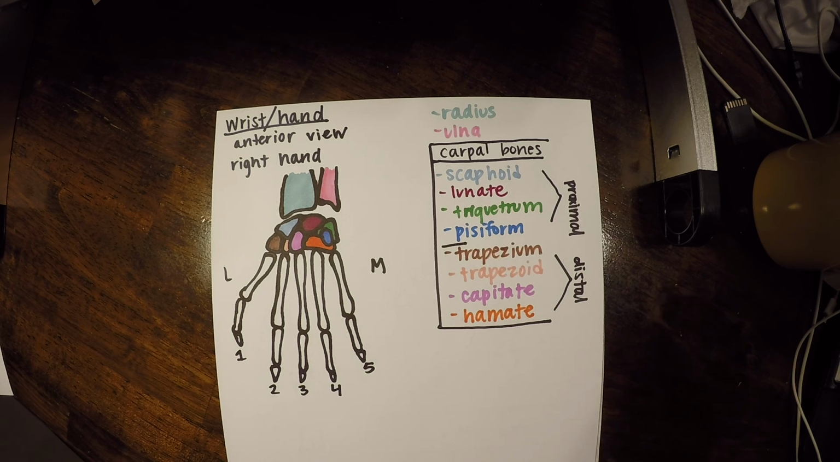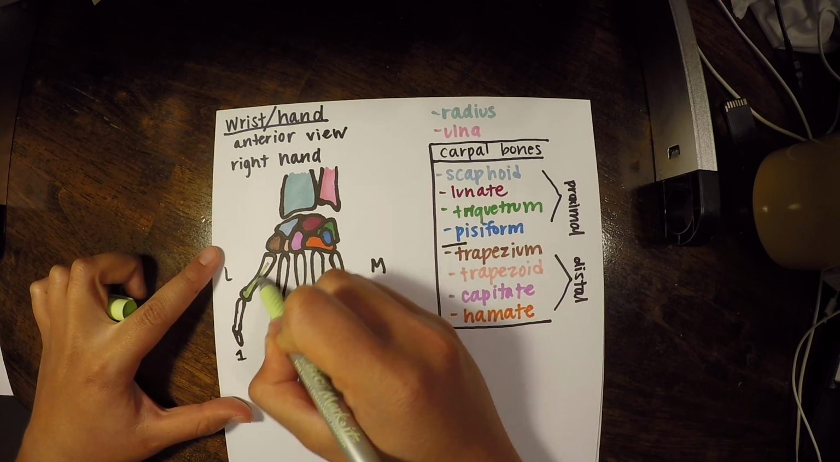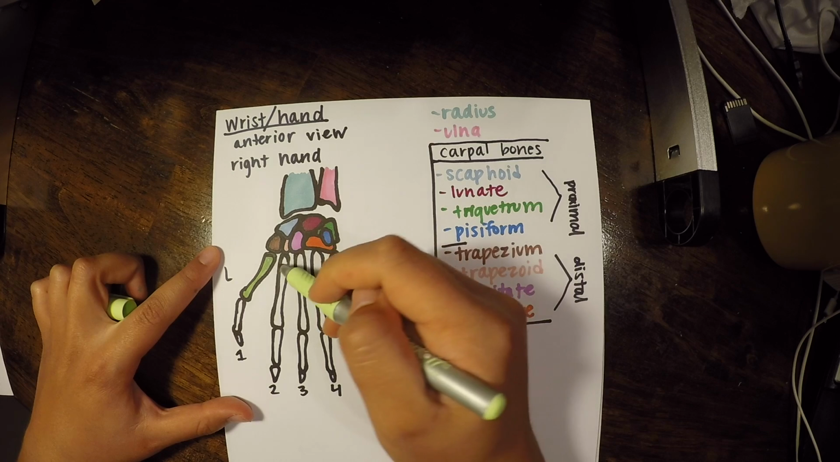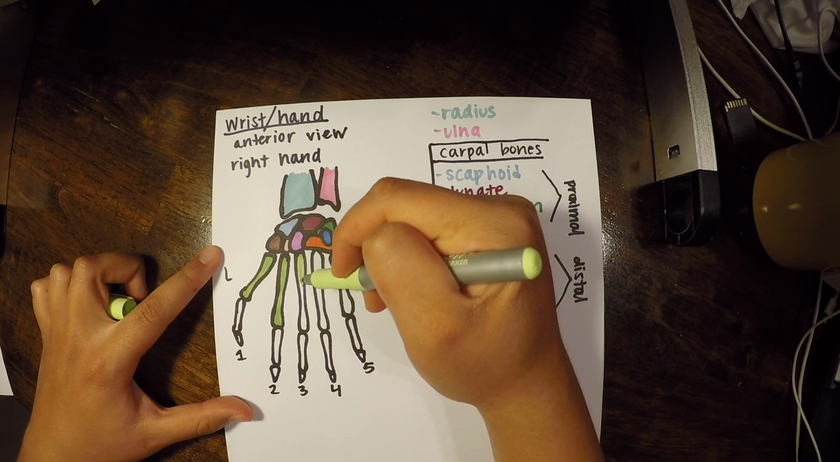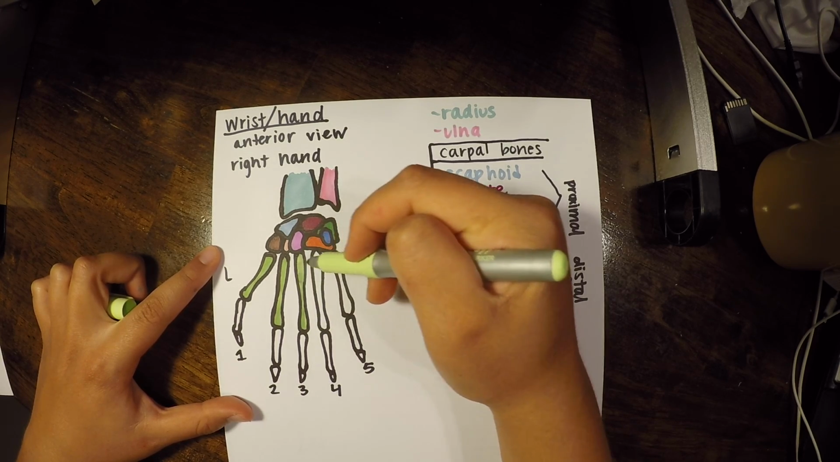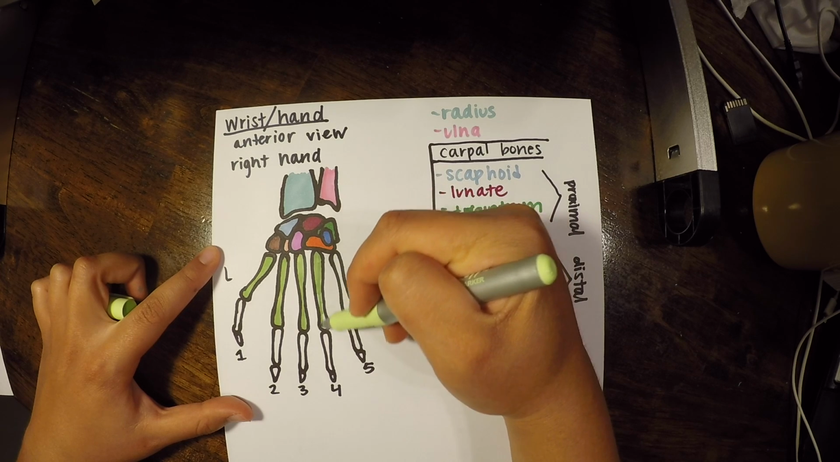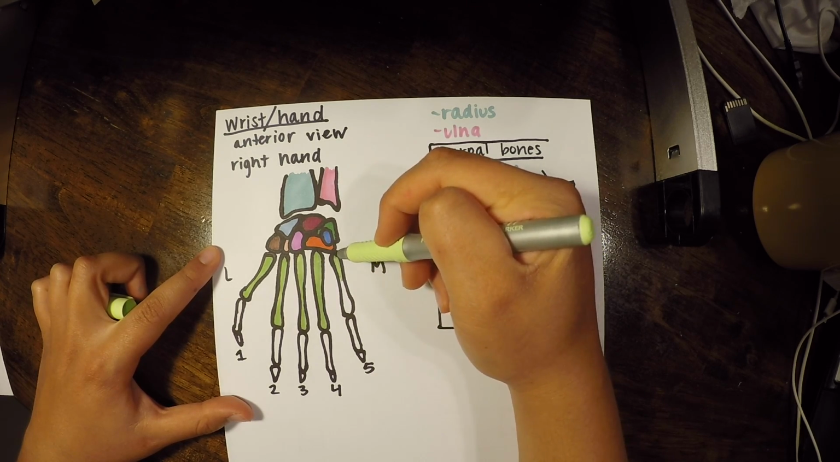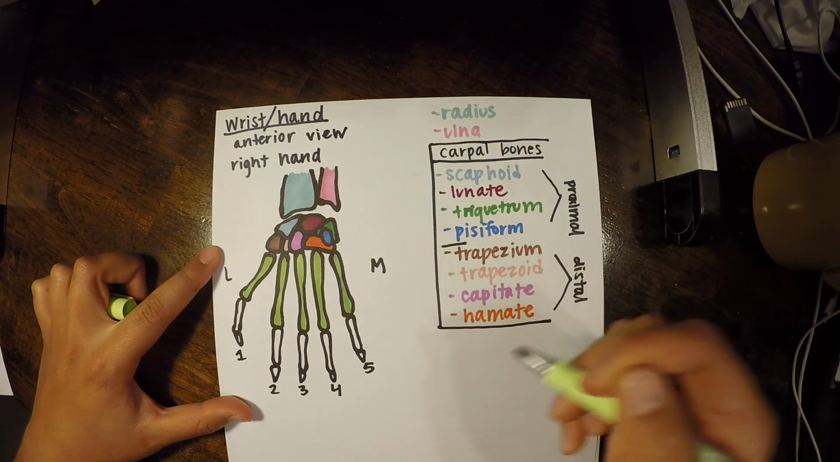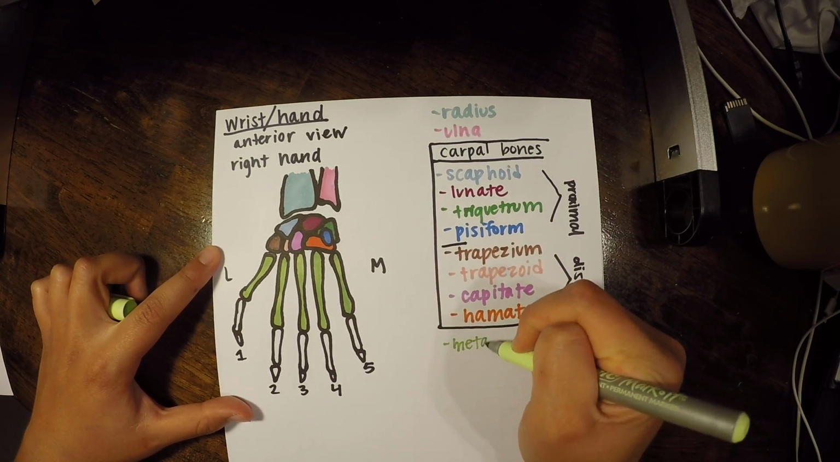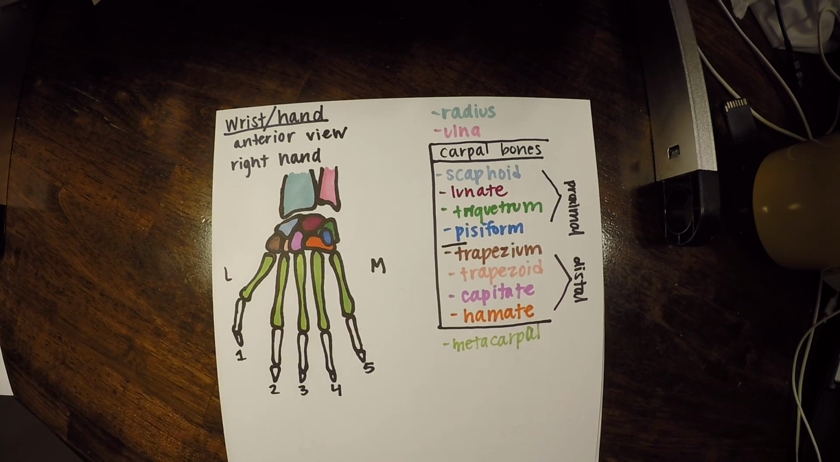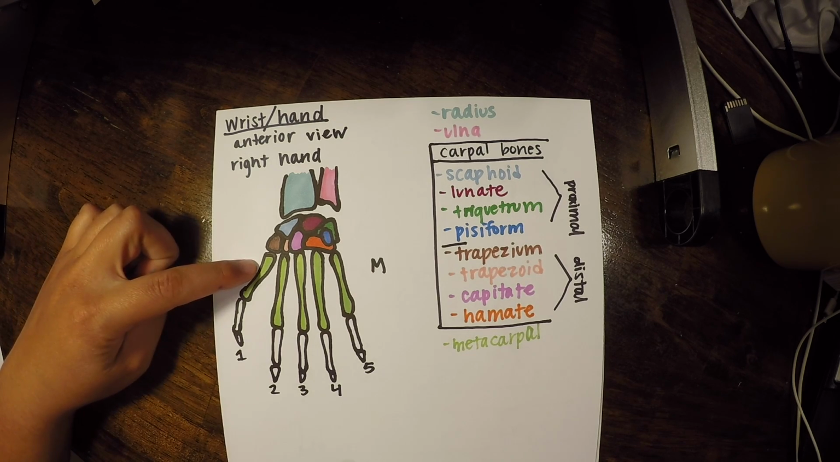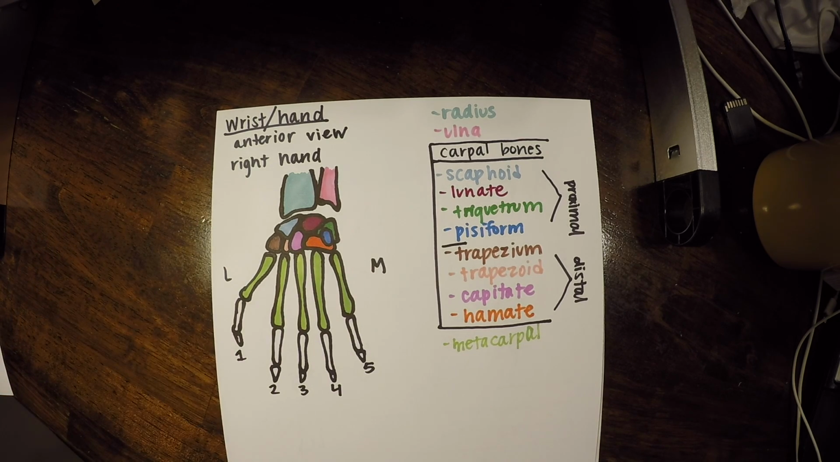So let's start by coloring in our metacarpals. This looks like a cool green skeleton hand now. I'm happy with this color choice. Alrighty. Metacarpal bones. So this one is our first metacarpal, second metacarpal, third, etc.